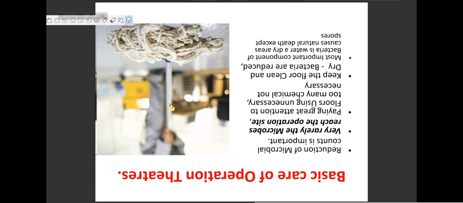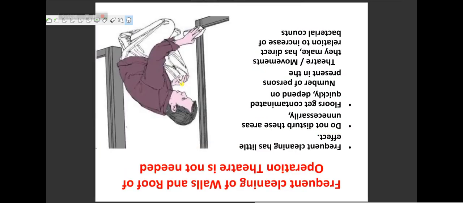So here is the basic care of the operation theater. We should always clean and dry the floor, right? We should pay great attention to the floors; using too many chemicals is not necessary. We clean the floors to remove the microbes and the dirt from the floor, right? Now, frequent cleaning of the walls and roofs of the operation theater is not needed.